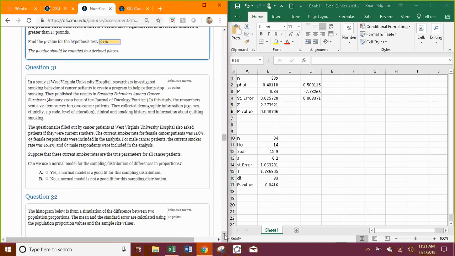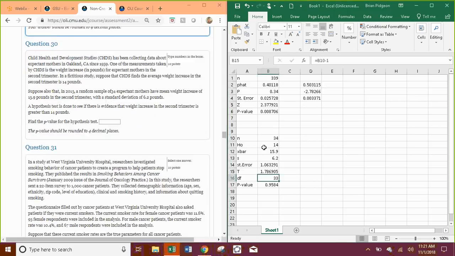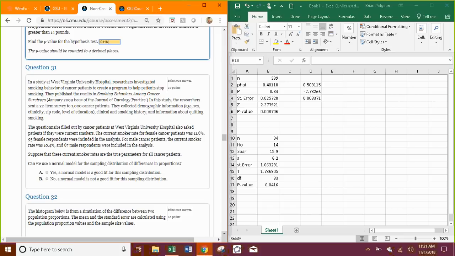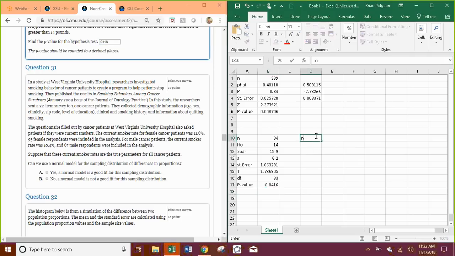All right. In a study at West Virginia University Hospital, the researchers sent a 22-item survey to 1,000 cancer patients. The questionnaire filled out by cancer patients also asked if they were current smokers. The current smoker rate for female cancer patients was 11.6%, with 95 responses, and for male, 10.4%. Can we use a normal model?